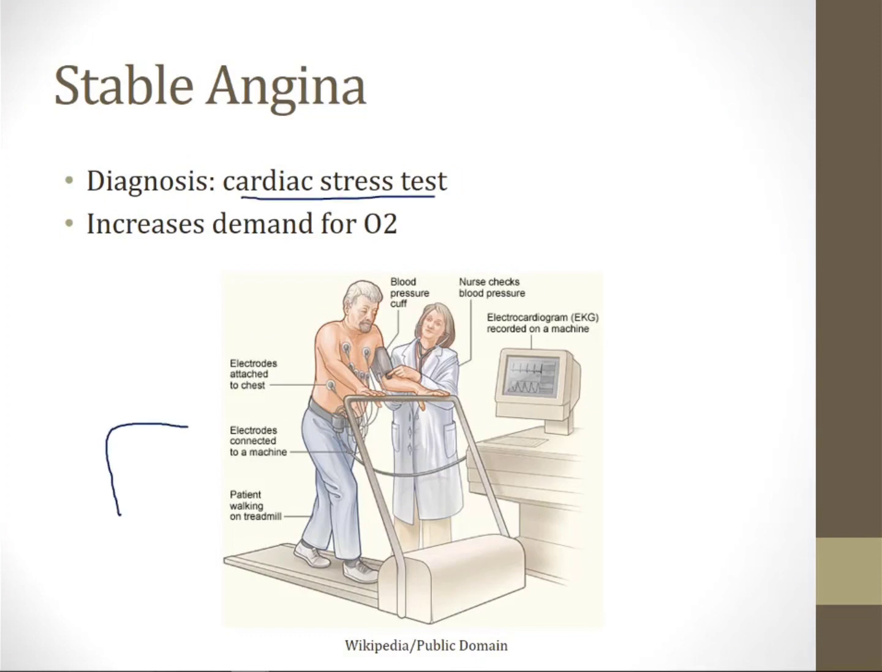So the patient is placed on a treadmill, EKG leads are placed on the patient, and the patient walks, and the treadmill gets faster and steeper over time. This will increase the demand for oxygen, and if the patient has coronary disease, it should cause angina, and also the ECG will begin to show changes consistent with ischemia, changes like ST depressions and T-wave inversions.